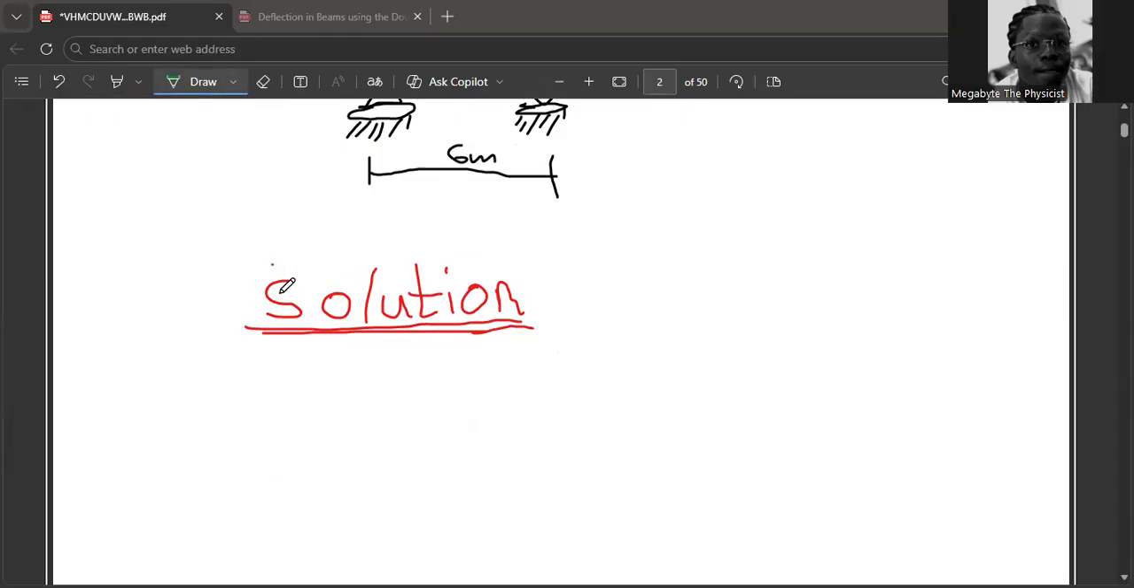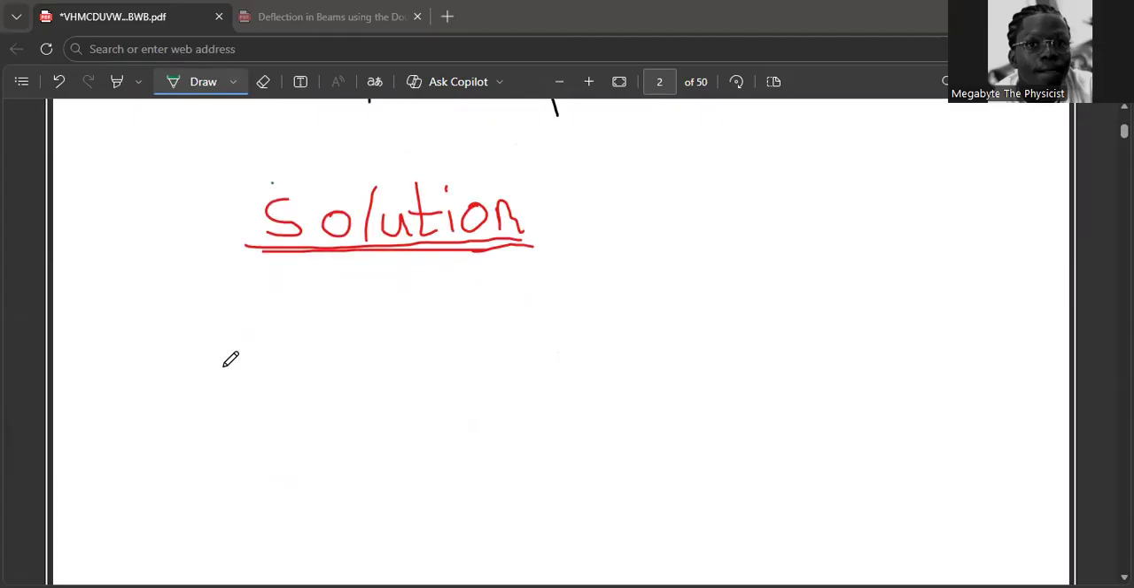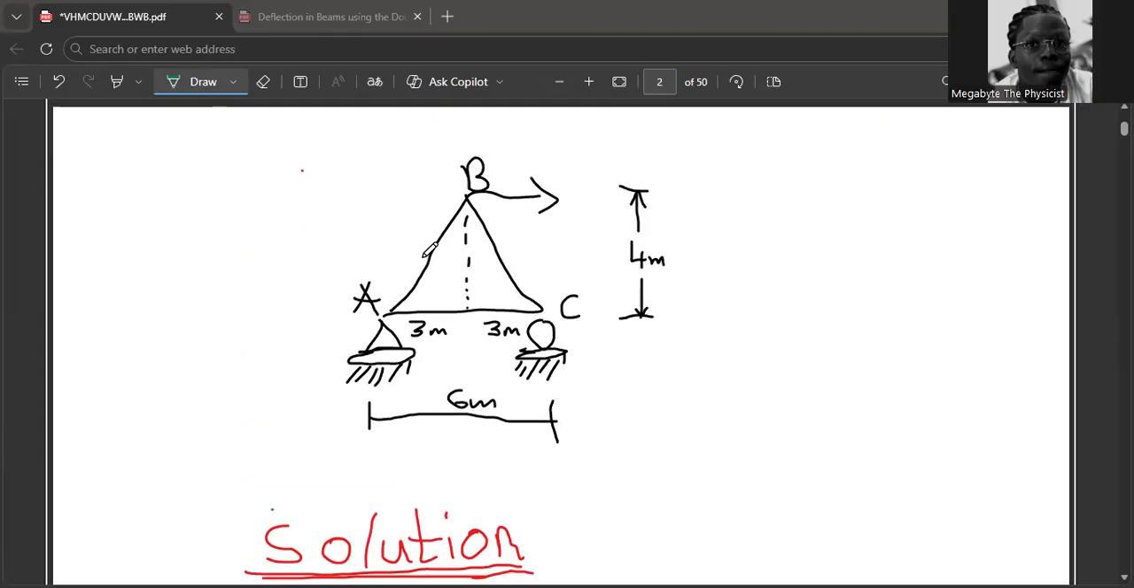Now we are supposed to calculate, but because we are applying the principles of virtual work, it is composed of two. That is, we have to do it for the real and also the virtual. But first of all, let's calculate for the reactions.